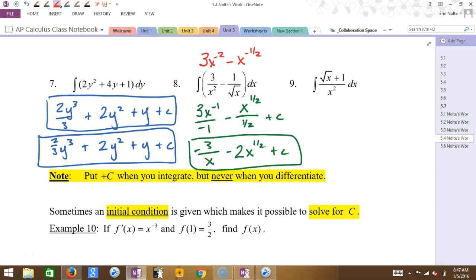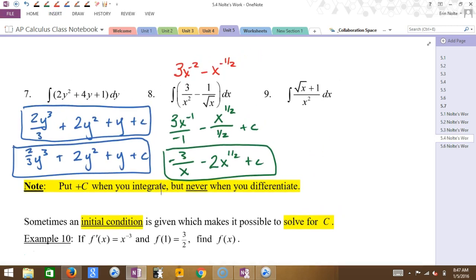Ready for 9? Okay, so 9, if this was given to us as a go-ahead-and-find-the-derivative question, we could rewrite it and do basic rules, or we could do the quotient rule. Okay, with integration, you need to rewrite it, especially as of now. So if I have something like this, this would be the same as x to the 1/2 over x squared, right? Remember, if you have that denominator value, you put it underneath both pieces.